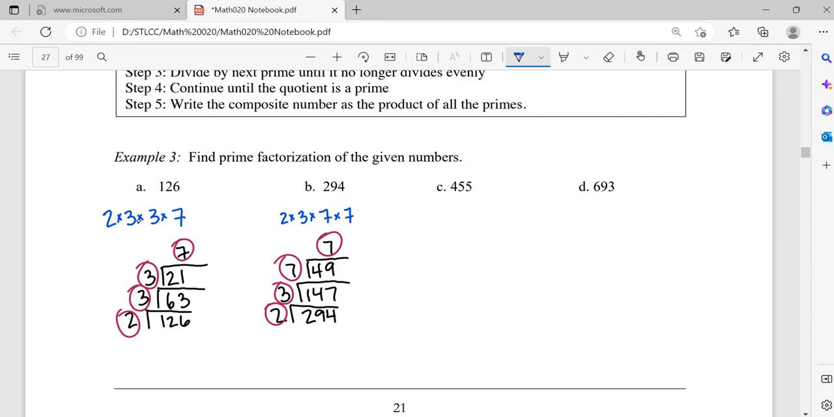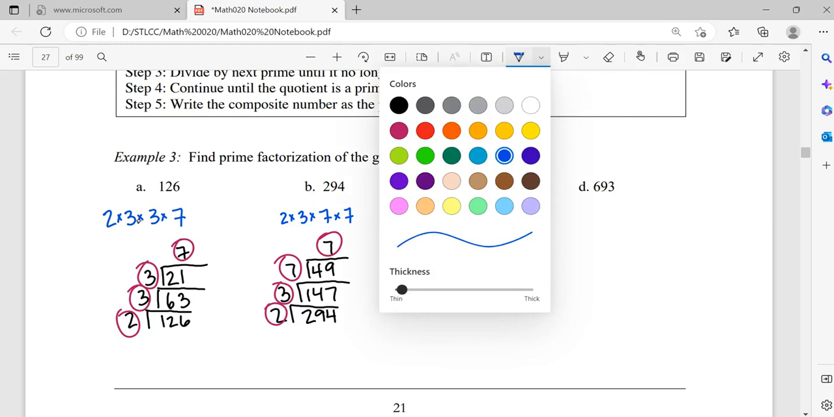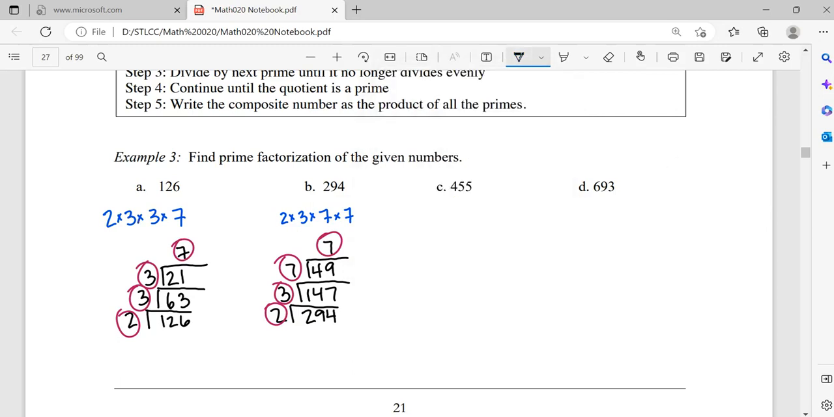Okay. So 455. Let's start on the bottom of my ladder. 455 ends in 5, so I know it's going to be divisible by 5. So I'm going to have 91.